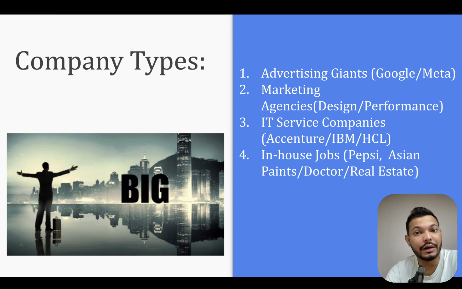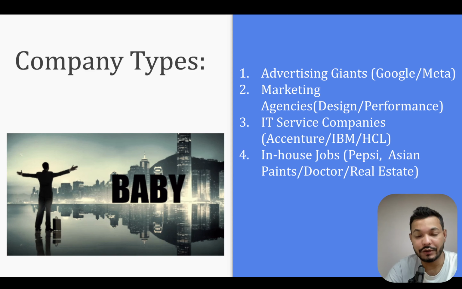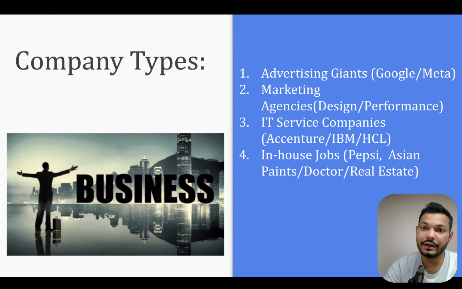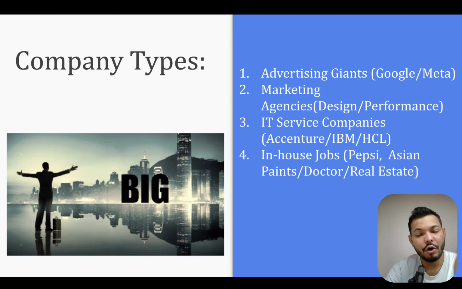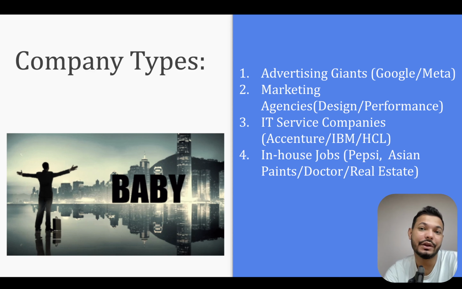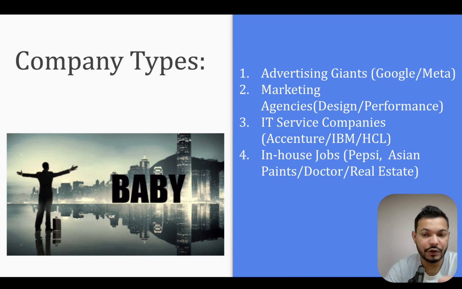Then we have the marketing agencies. Now, marketing agencies are the companies who are experts only in marketing on these platforms. And then we have two types of marketing companies. It could be a design company, which is called a creative agency, or the performance marketing companies, who majorly run ads on platforms like Google, Meta, and Instagram. Design agencies are majorly going to work to create the content, the creatives and designs.